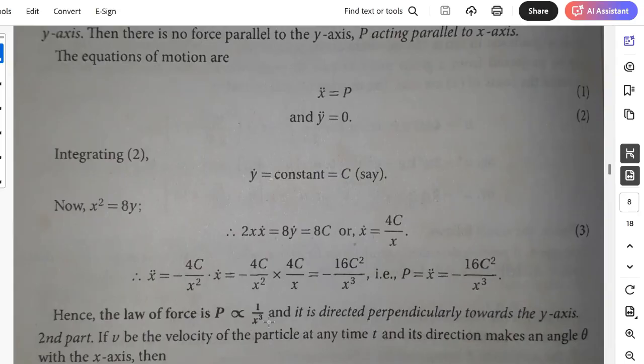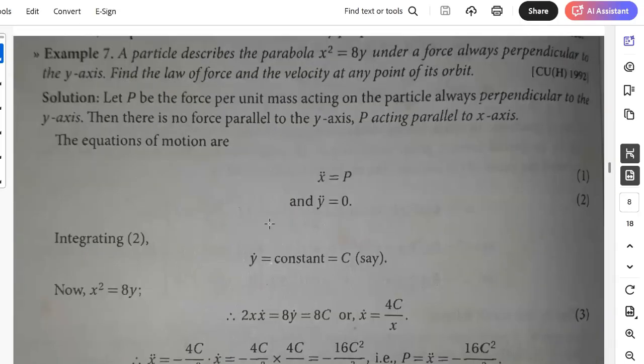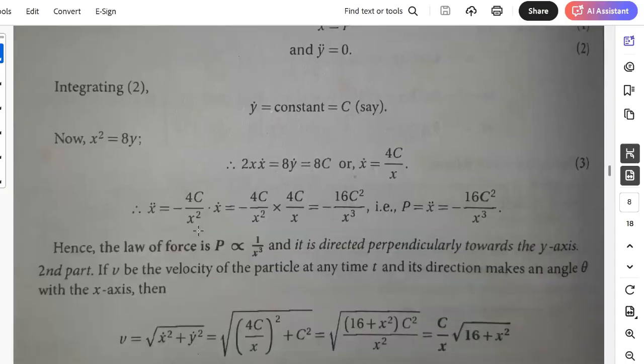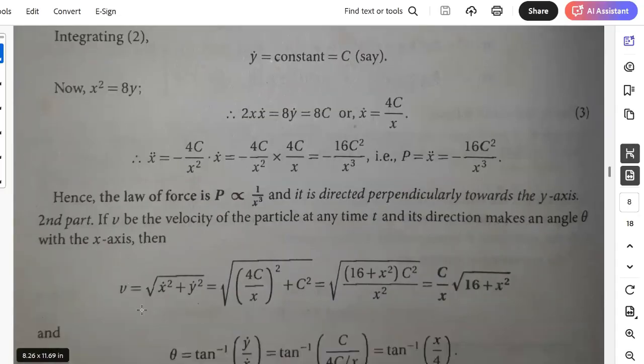Now let us move to the second part. Velocity we need to determine. Now to determine the velocity in two dimensions, what we need is x dot, y dot, because we know from our previous lectures, v has two components, x dot along the x-axis, y dot along the y-axis. So its magnitude is given by the resultant formula like this. So you can simplify. And what is the direction?